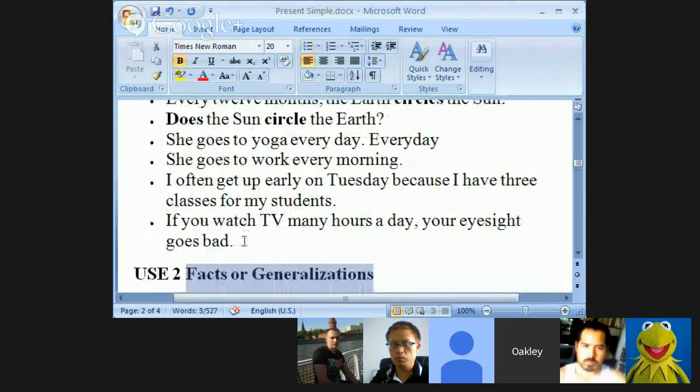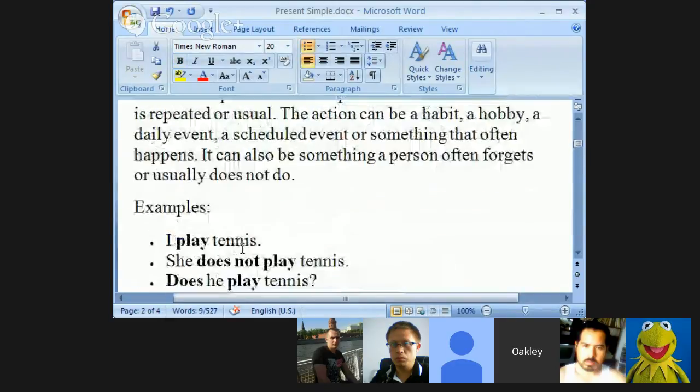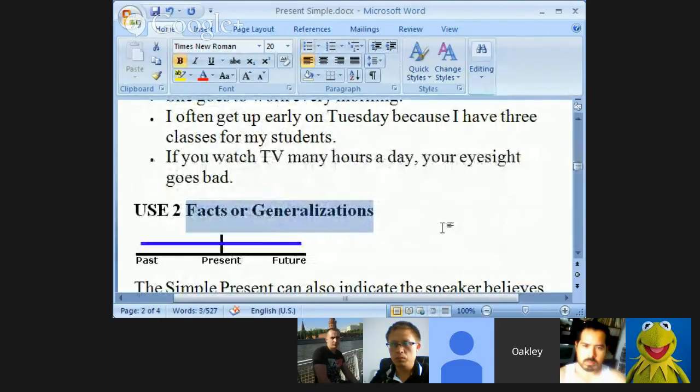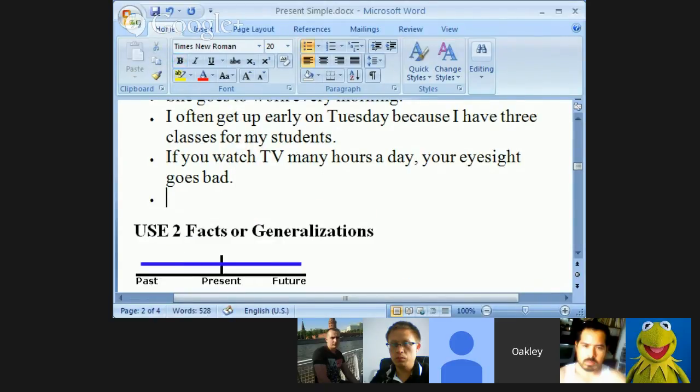Now, it's interesting because watching TV many hours a day is a habit. So in the first clause, he is really talking about a repeated action. And in the second clause, he's basically intimating a fact or generalization. It doesn't matter, because in both cases we use present simple tense to convey that idea. So this is a correct sentence. There's nothing wrong with this.